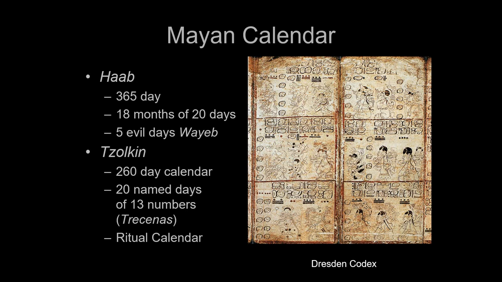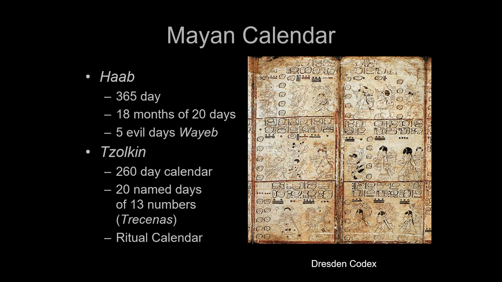It has 18 months of 20 days. And then you have 5 evil days, the Wayeb. The Wayeb are these nameless, unlucky days that are tacked on at the end of the year. You don't want your kid born on those days because you may have to kill your kid if he's born on a nameless day. So they are not considered as part of the long count or any of the other things. But they realized that the sun did not return until 365 days, but that doesn't quite work with the perfect numerology of 360. So they added them in.